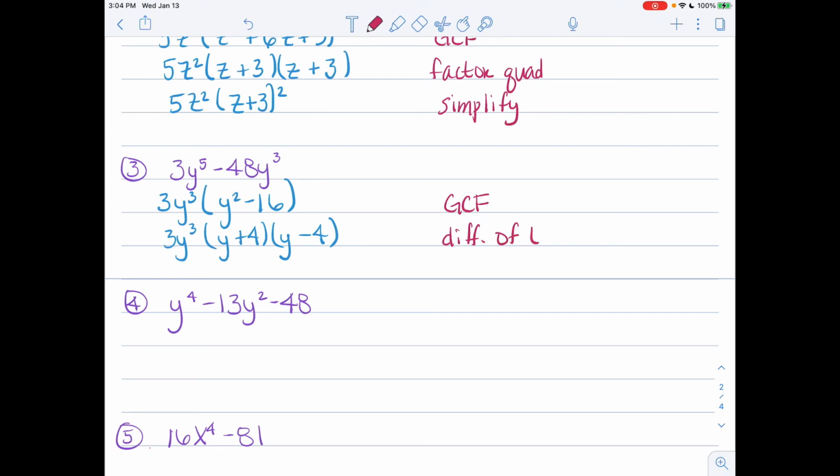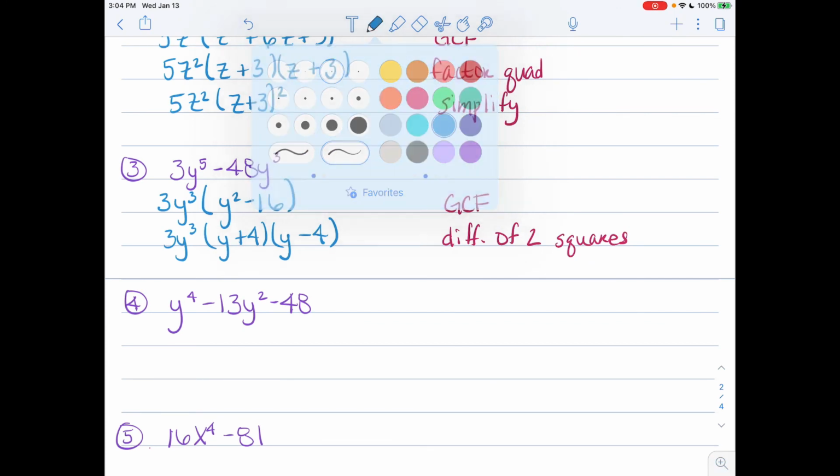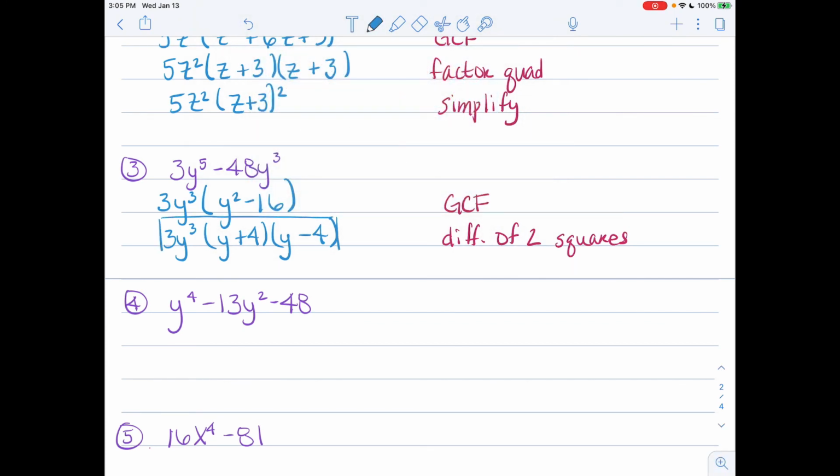And now I'm ready to ask myself if I'm done or not. So difference of two squares here. And let's take a look. I have a monomial factor. That's done. I have a linear factor because I have an exponent of 1 and another linear factor with an exponent of 1. So that means that I am done. I don't have anything else that I can do except box this as a final answer.